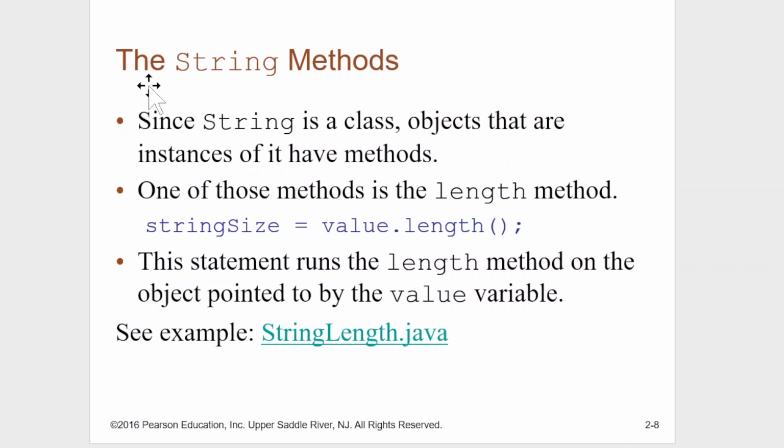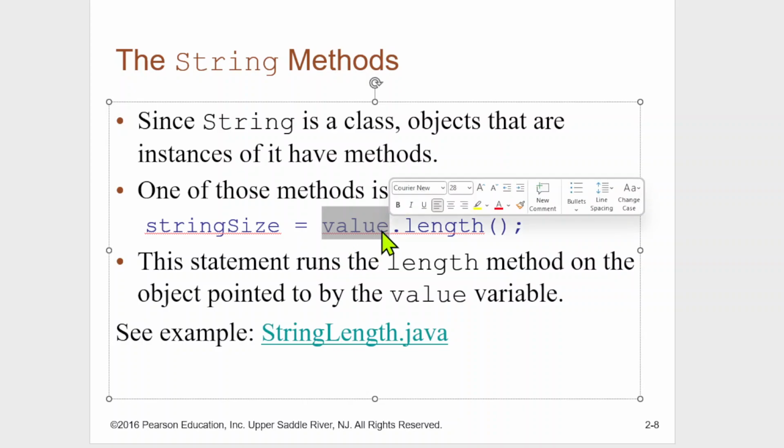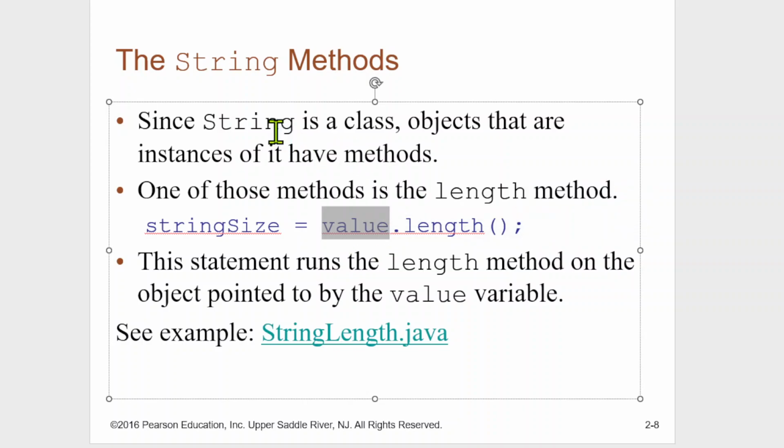Since String is a class, objects that are instances of it have methods. One of these methods is the length method. In this statement, you need to imagine that we've created a variable called value. Because we declared this variable as a String, it's part of a class, and all the methods that come with that class can now be used on that variable. So now I'm using value.length, and that will tell me the length of the variable.